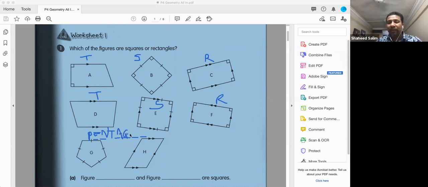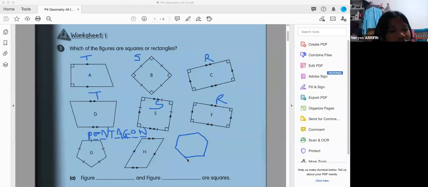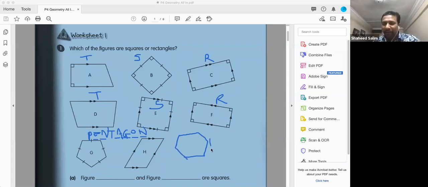In fact, the other day, Neris was asking me about a 6-sided figure like this. Remember, Neris, what's the name of it? I gave you the name. The honeycomb has this type of cell. Hexagon. Remember? Very good. Hexagon means 6 different sides. I'm going to tell you something very interesting.